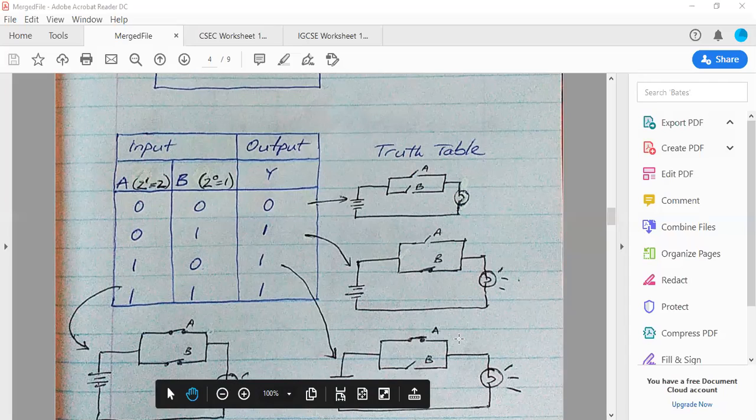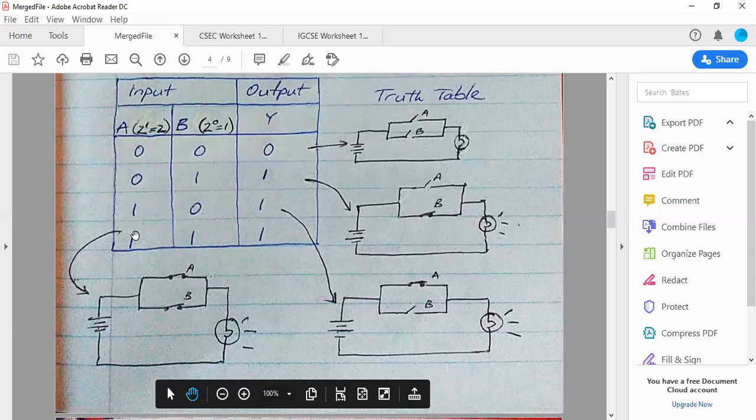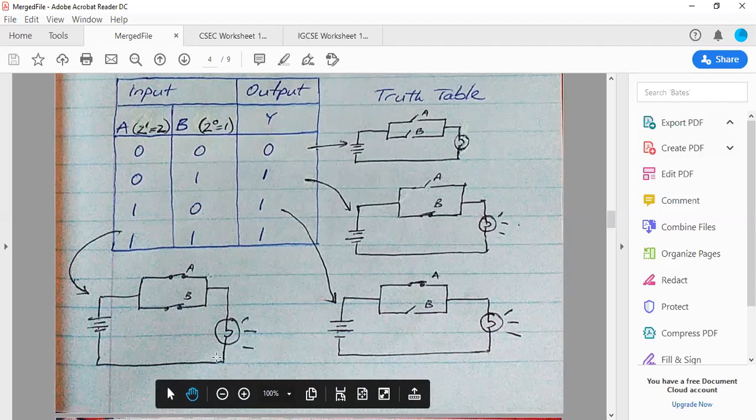If switch A is 1, which means that switch A is closed and switch B is open, current will flow through switch A and to the lamp and back to the battery, which causes you to get an output of 1. For A and B, if both switches are closed, current will flow to this point. However, the current will split up and still continue flowing and cause the bulb to light, which means that you're going to have an output of 1.